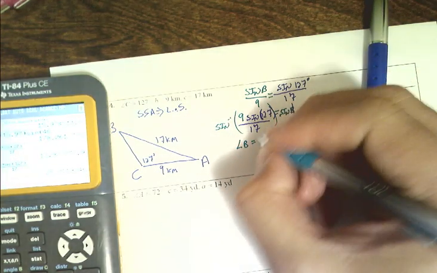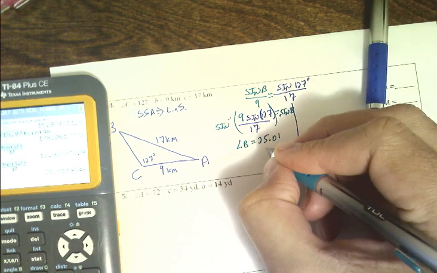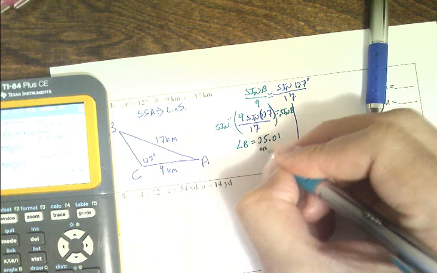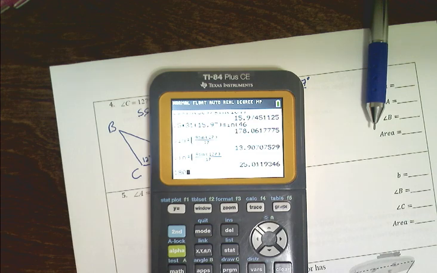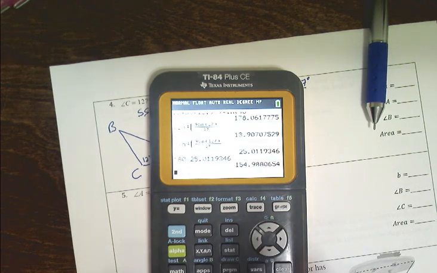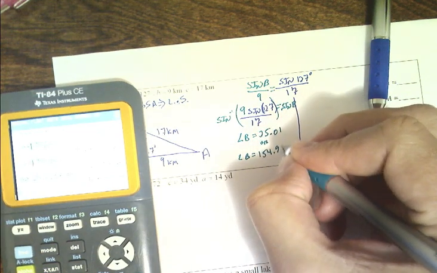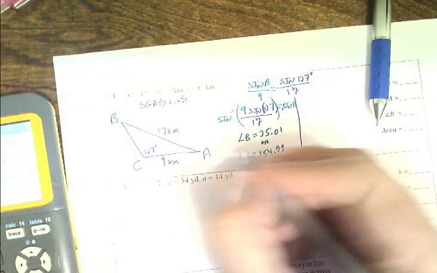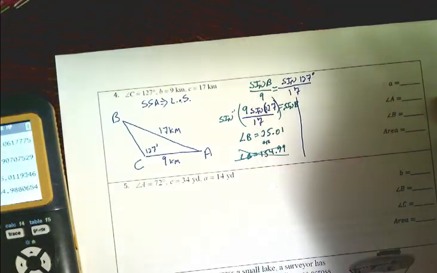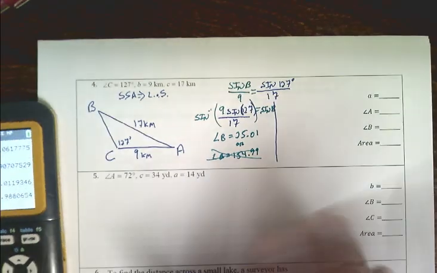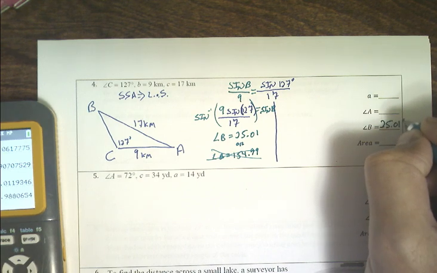So that gives us angle B is equal to 25.01. But because we use inverse sine, we need to do the second answer here. So 180 minus 25 is 154.99. But we already have an obtuse angle, so this is too big. It can't be that. That means that angle B must be 25.01 degrees.